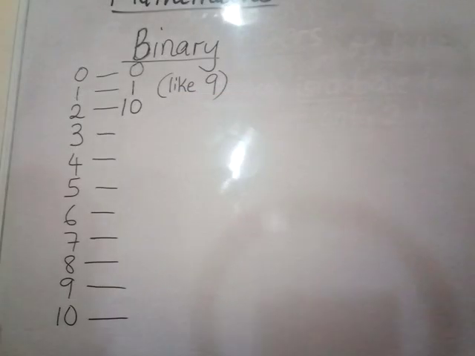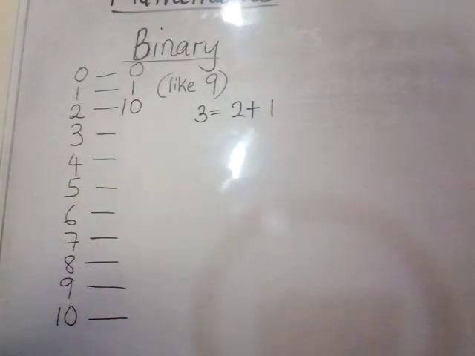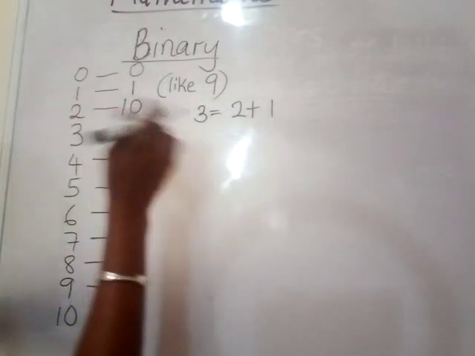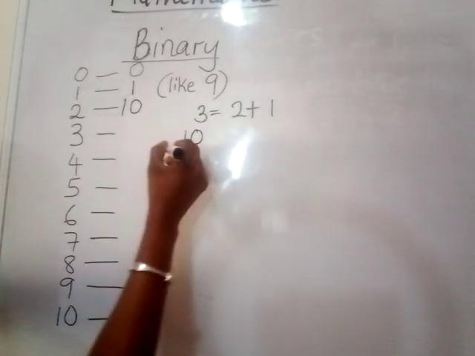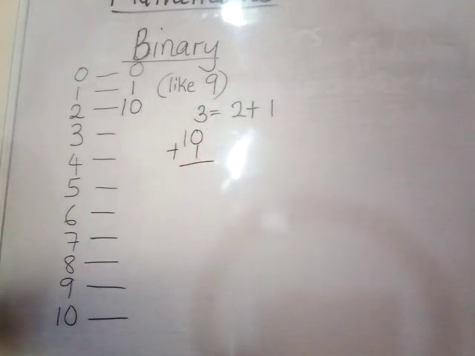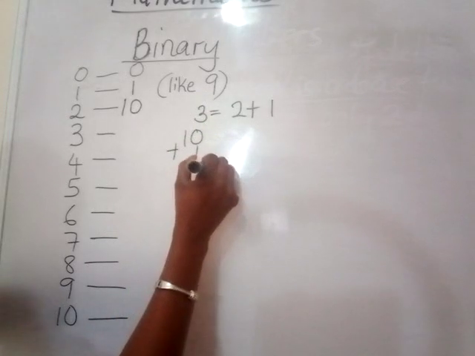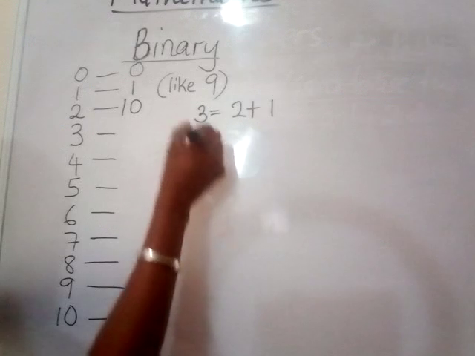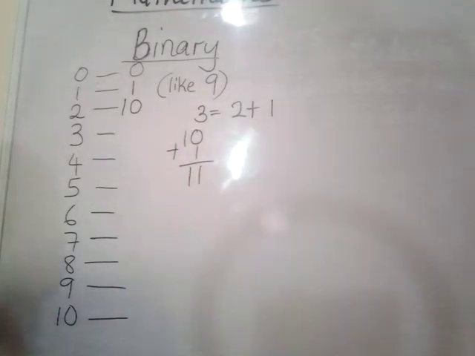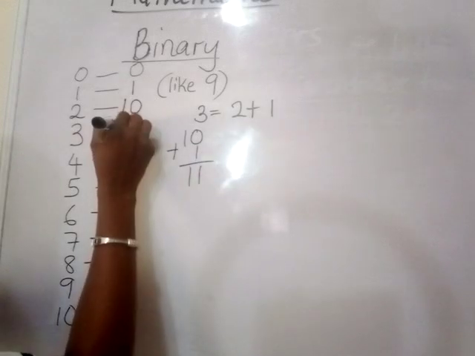What is 3 ordinarily? 3 means 2 plus 1, isn't it? Now let's come to our binary number. What is 2? 2 is 1 and 0. So that means you are doing 1 and 0 plus 1. If you look at this space now, 0 plus 1 is 1. We have 1 in the binary system, so we write our 1. And 1 plus nothing is 1. So 2, which is 1 and 0, plus 1 is 1, 1. So 3 is 1, 1.